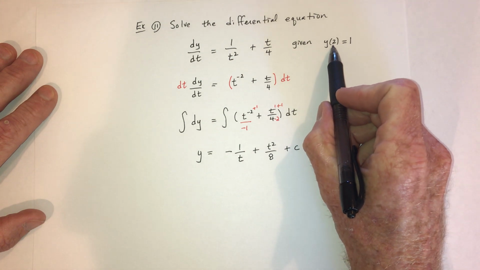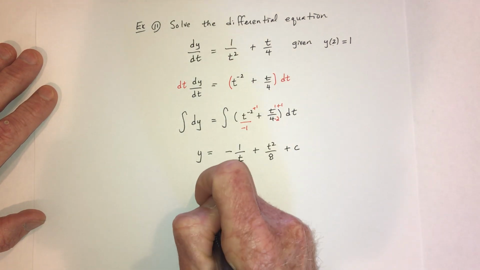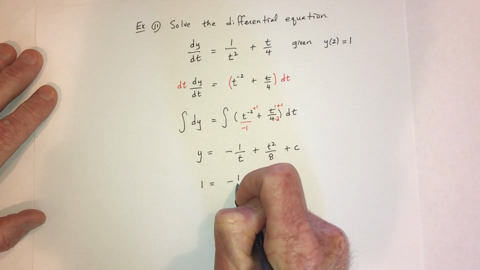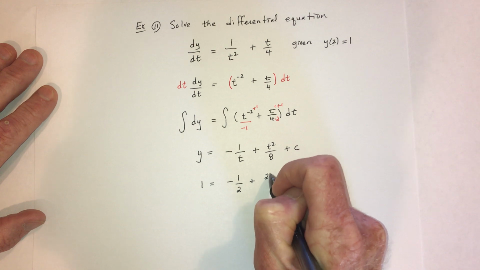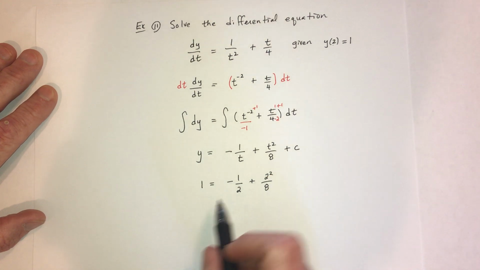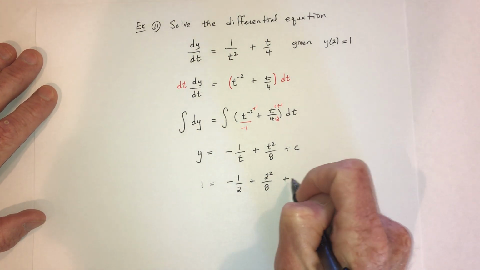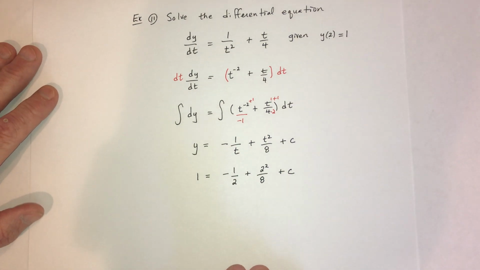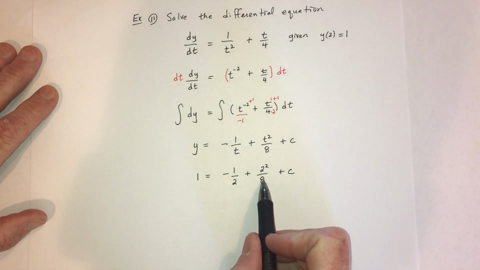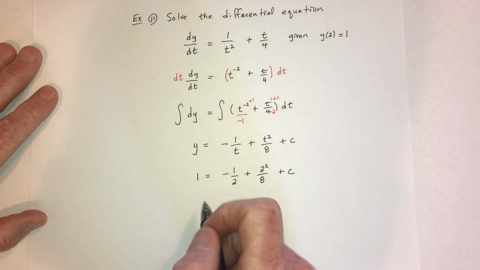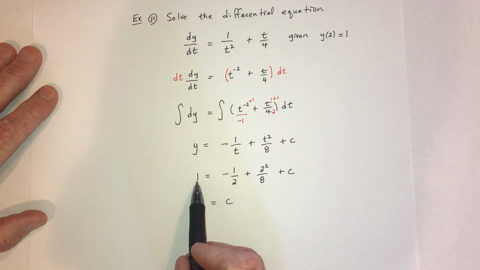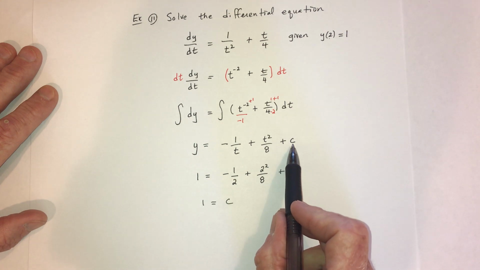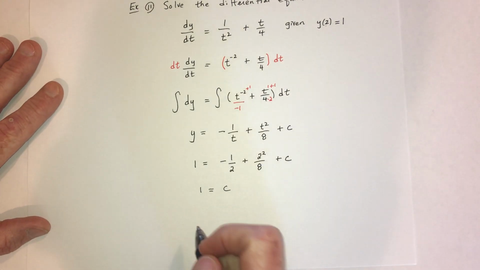Then plug this in for t and this in for y. So plug in a 2 for t and a 1 for y, and then we'll be able to solve for c. So this is 4/8, so that means it's a half. That's negative half, so those two cancel out. So all that's left is that c is equal to a 1. For the final answer, just put that right here, and then we're done with that differential equation.